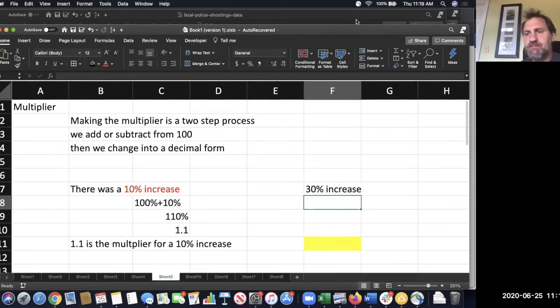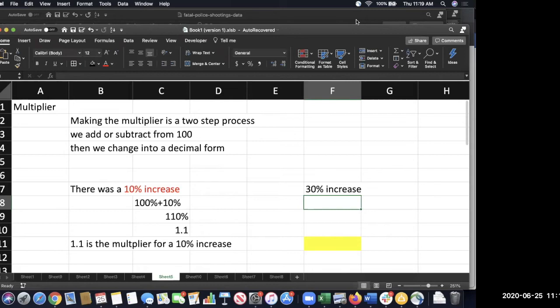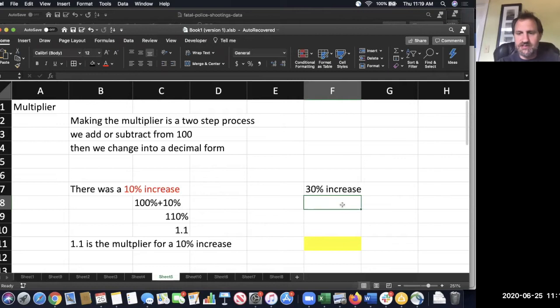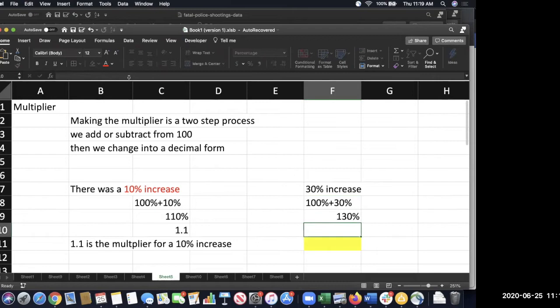Let's maybe step back to the very first part of it. How do I start? 30% increase. 100% plus 30. So I'll do 100% plus 30%. That's 130%. And then what do I do after that?